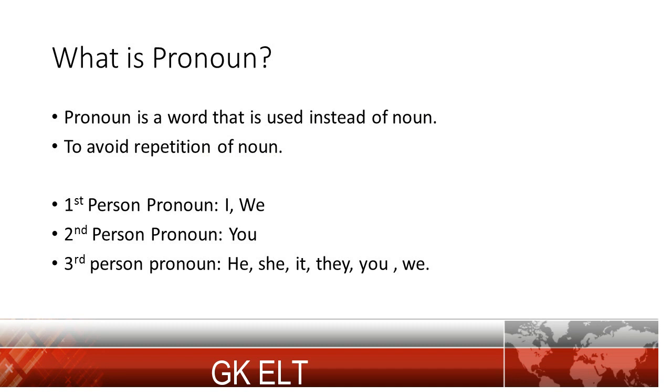You are the second person. And the third person, I'm talking to you about him, about her. So him, her, them, they are third person pronouns. He, she, it, they come in the third person pronouns.